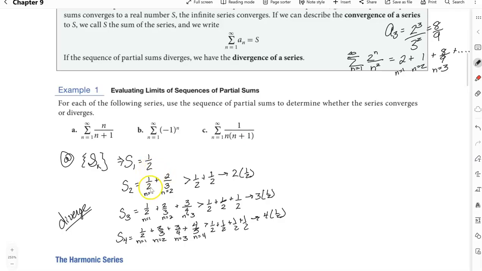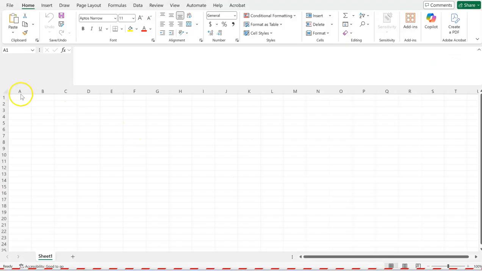We started with a half, we added a half plus 2/3, and 2/3 is bigger than a half. And then the next partial sum, the third one, was also adding something bigger than 1/2. So I'm adding something that's getting larger and larger, so you can see how that thing is diverging. I'm going to pull up Excel so we can play with that one just a little bit more.